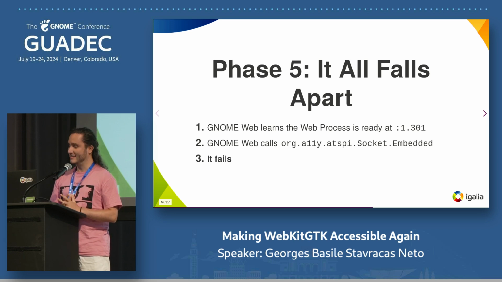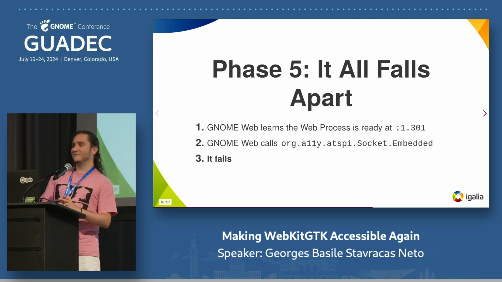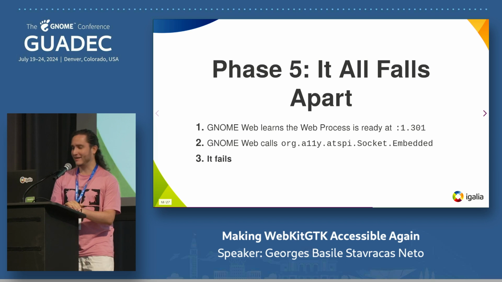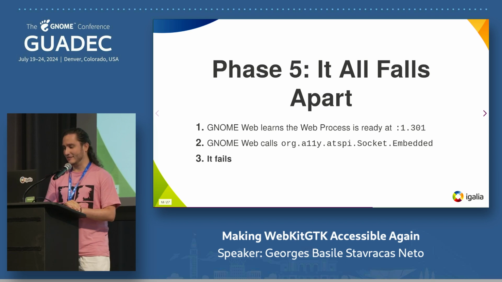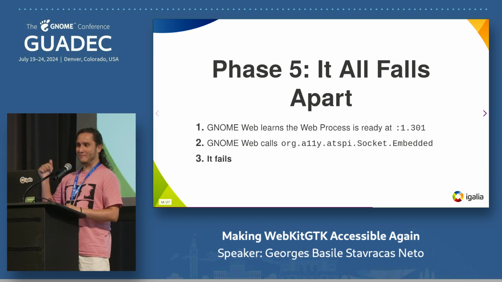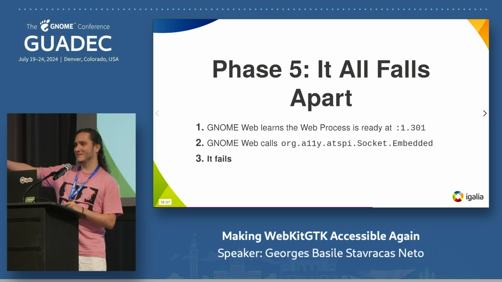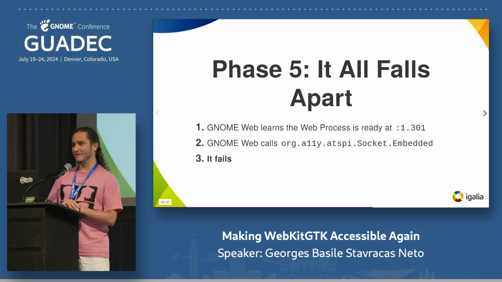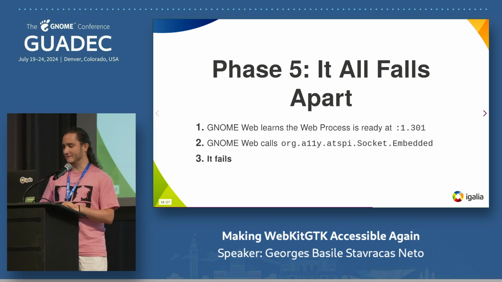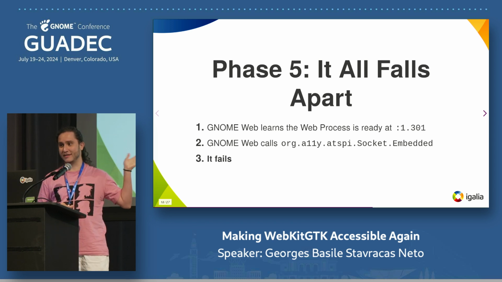And then here we come. GNOME Web is going to receive that message. It's going to say, oh, OK, cool, the web process is ready. I can tell my GTK widget that that is the web process. And I'm going to do that by calling this specific accessibility API or accessibility method.